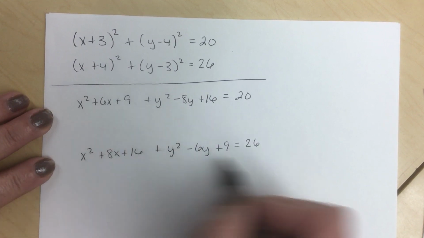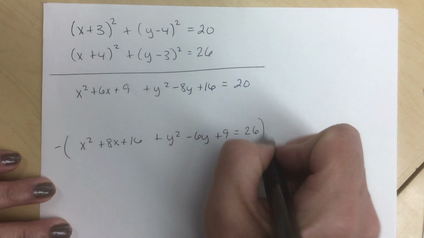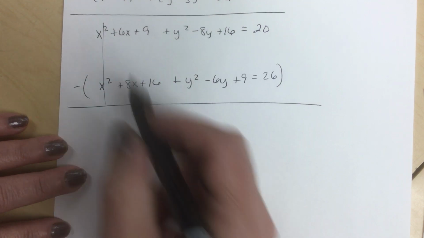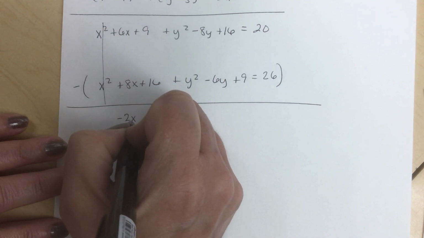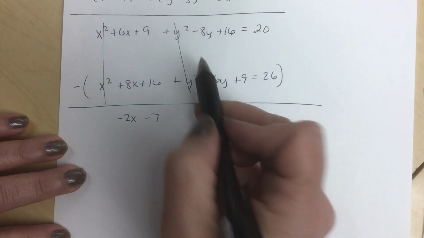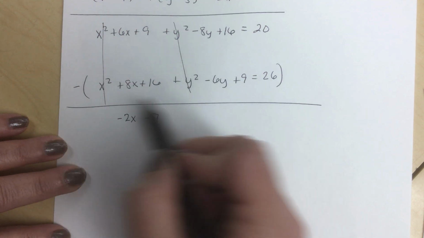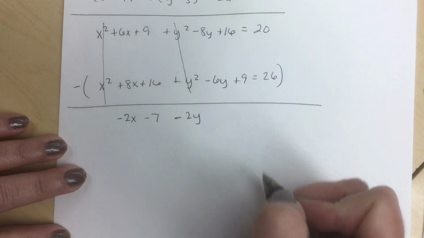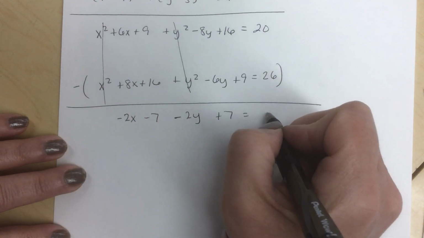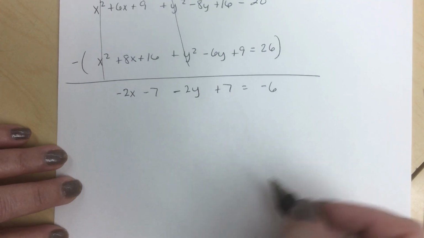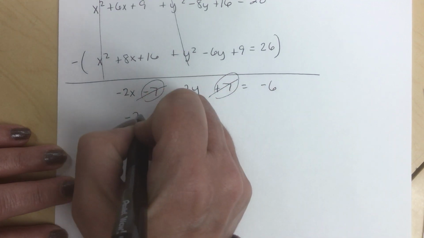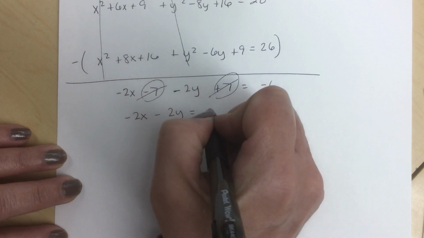I can go ahead and do elimination at this point and get rid of my x squared and y squared terms. So if I do this, then my x squares cancel out. 6 minus 8 is -2x. 9 minus 16 is -7. My y squares cancel out. -8 minus a -6 is +6, so that's a -2y. Then 16 minus 9 is 7, so +7. 20 minus 26 is -6. So that part's nice. I have a -7 and a +7. That will cancel out. So I have -2x minus 2y equals -6.